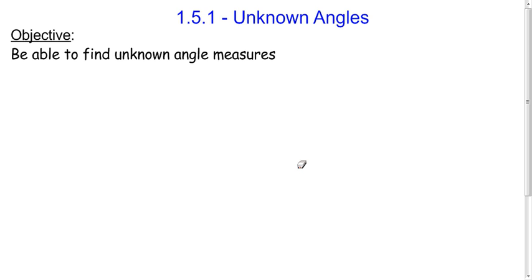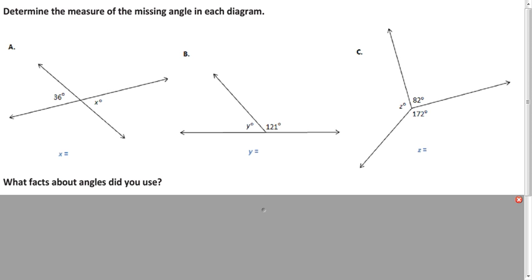Hello class. In this lesson we're going to learn how to find measurements using what we know about angles. So here we have 3 examples. I'd like you to take a minute to try to solve each of them and think about which properties you use. So pause the video, and when you come back I'll reveal the answers for you.